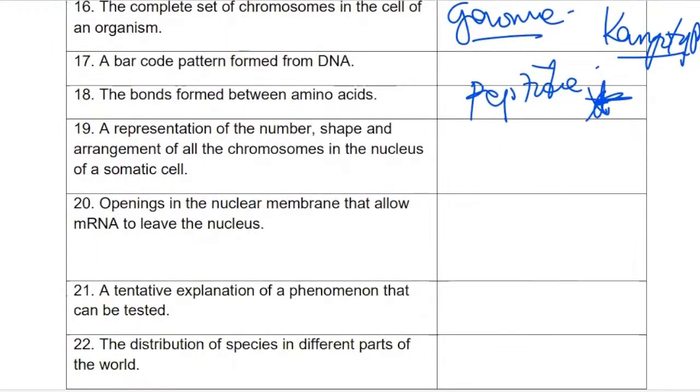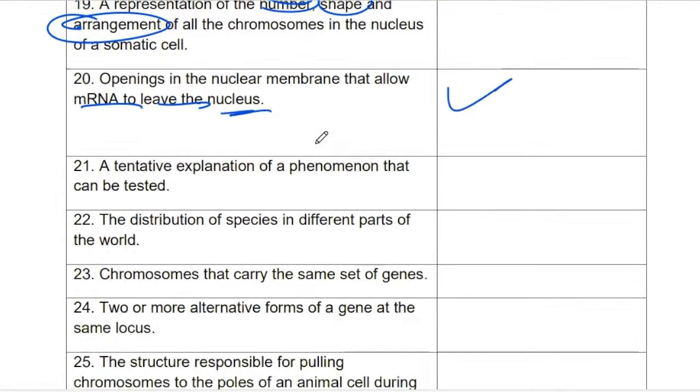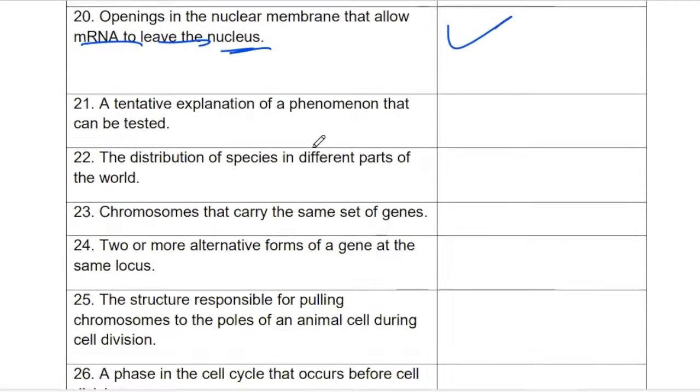The representation of the number, shape, and arrangement of chromosomes in the nucleus of a somatic cell is what you call the karyotype. Opening in the nucleus, the nuclear membrane, that allows messenger RNA to leave the nucleus: nuclear pore. So we have got it. I'm not writing the words because we want to finish up this so that we go to the major section.